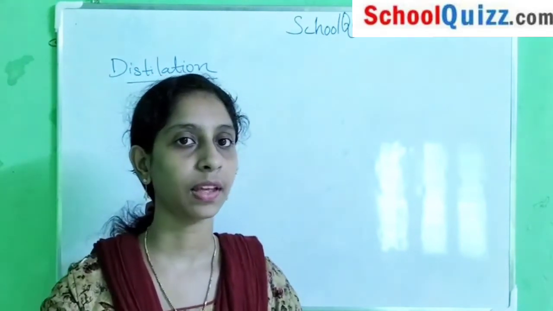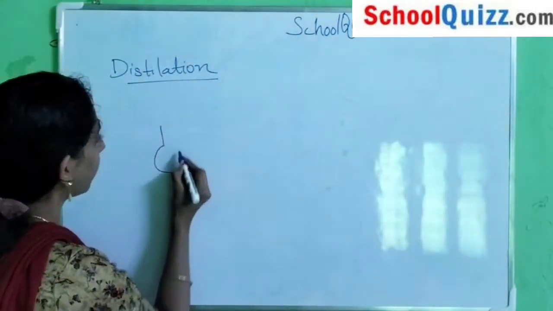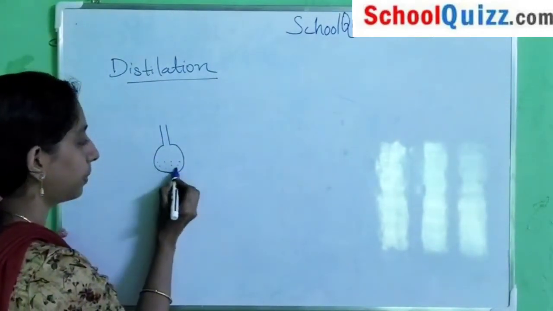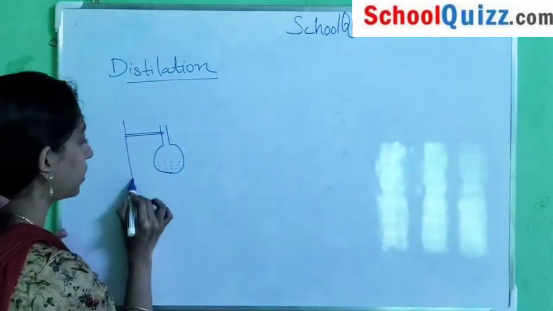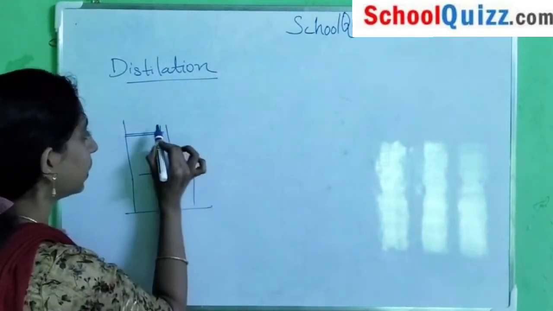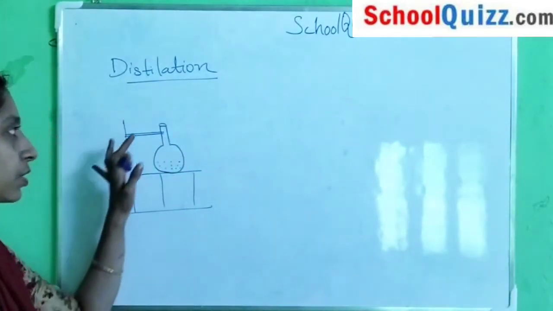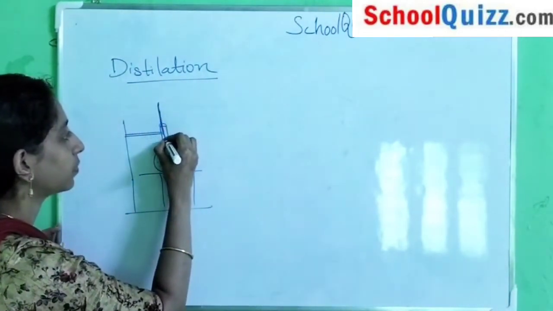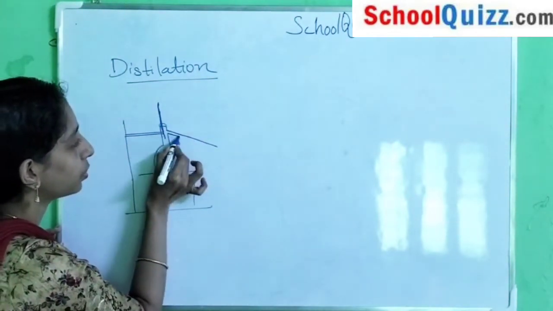We can see the apparatus arrangement. First we take a standard flask filled with the mixture and attach it to a stand. The standard flask is connected to a thermometer and it is also connected to a tube.